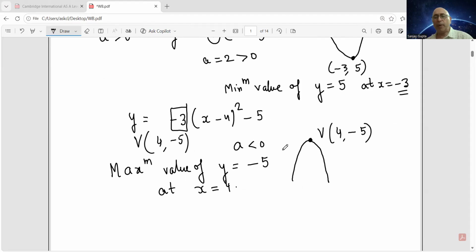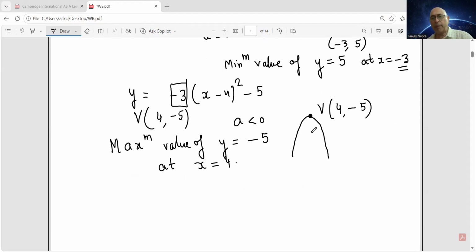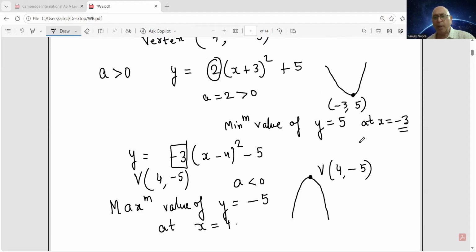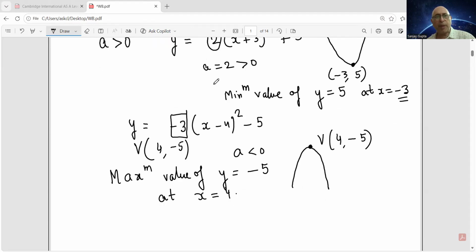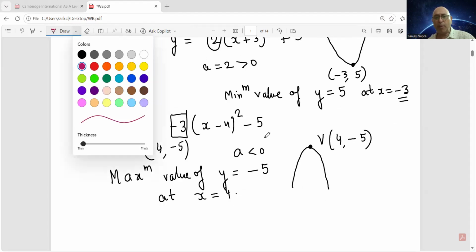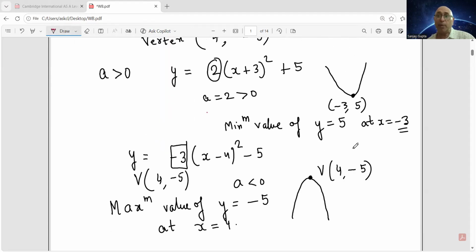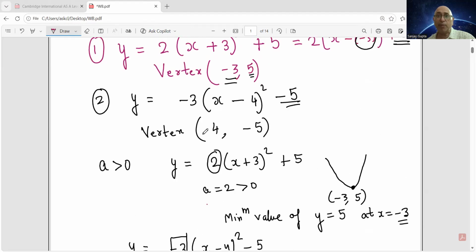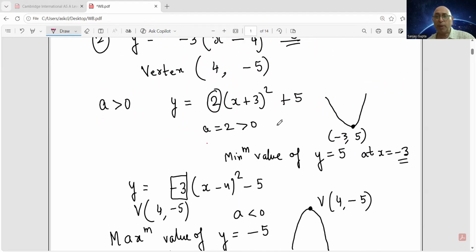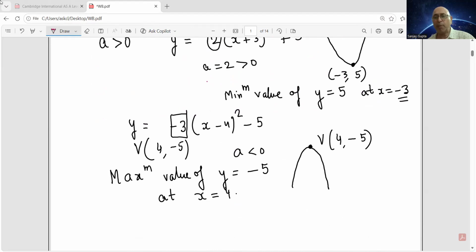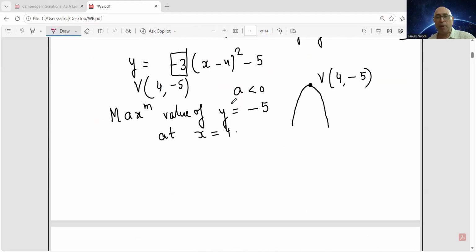So immediately from the vertex, one can say about the shape of the parabola and also tell whether the graph has a maximum value or the minimum value. Number one. Number two, what is that maximum or minimum value? That also we can get from this form. Also, we know the x value at which that maximum or minimum happens, isn't it?